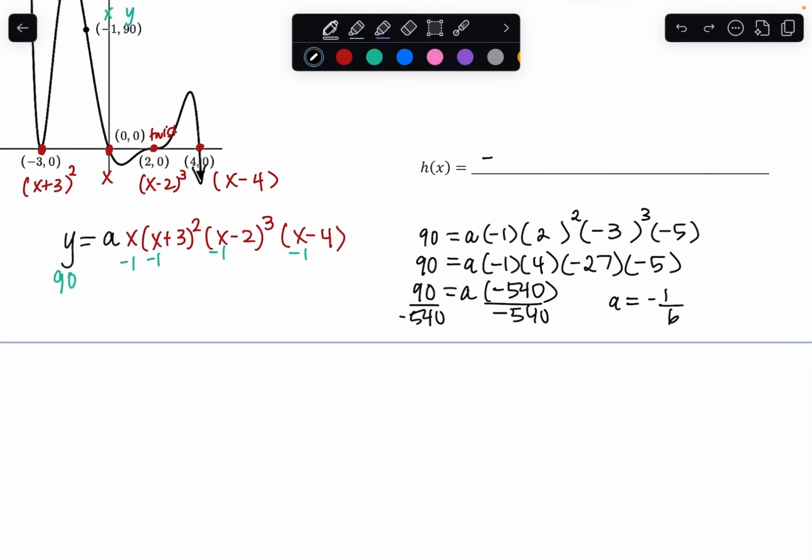Okay, and so our final answer would be -1/6 x plus 3 squared, x minus 2 cubed, and then x minus 4.